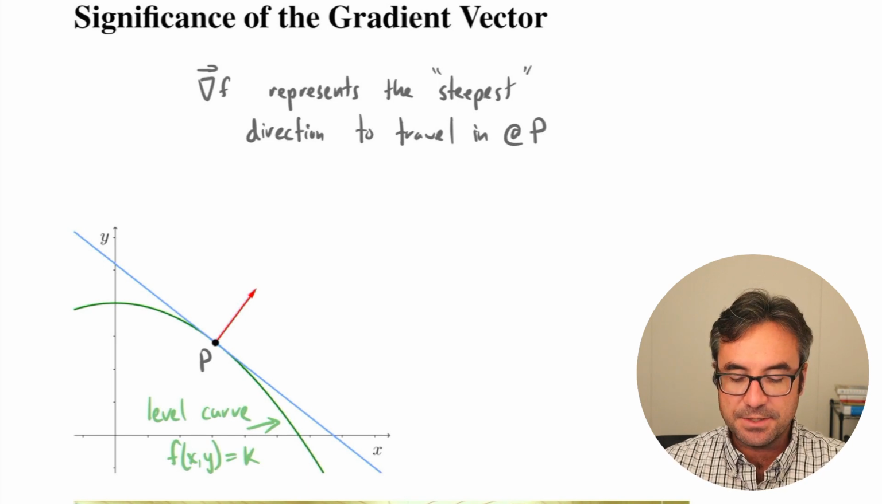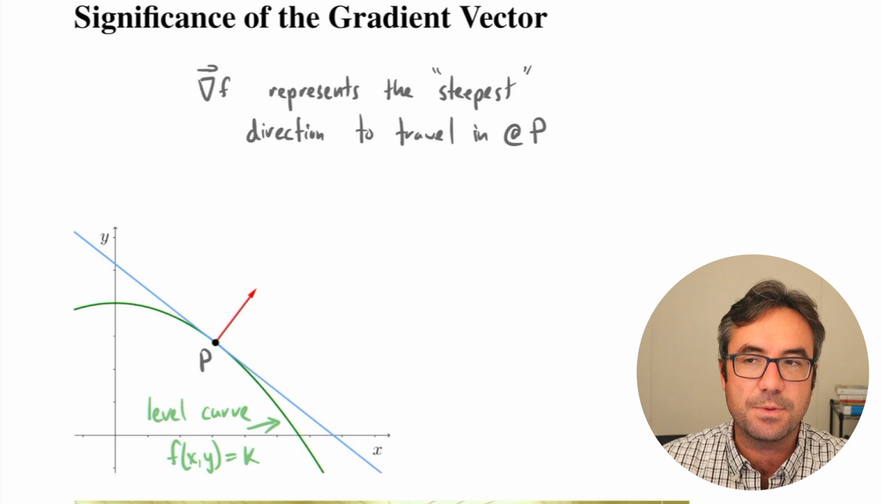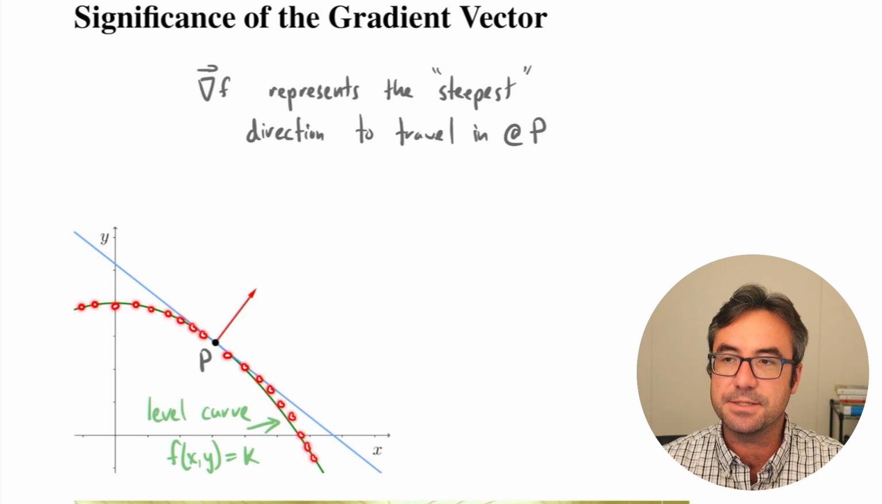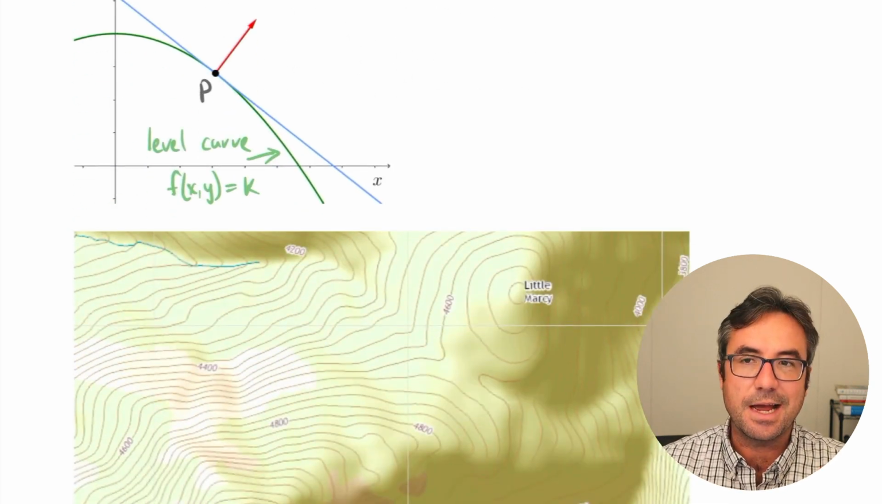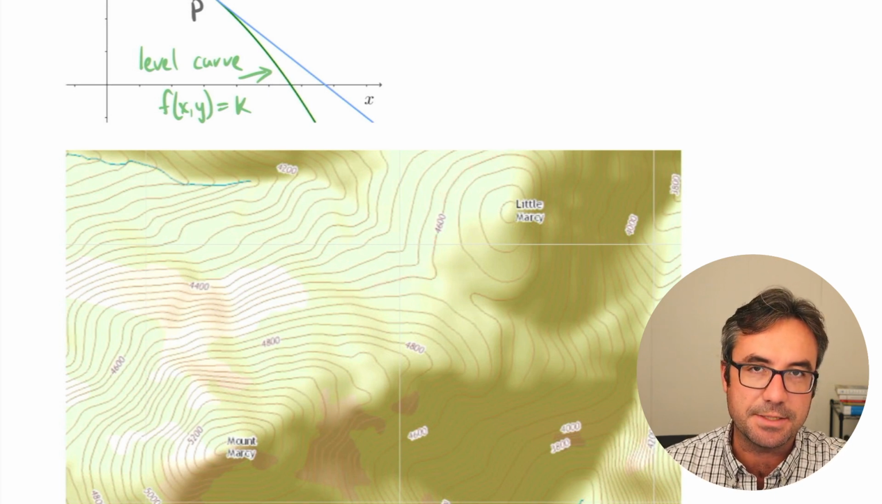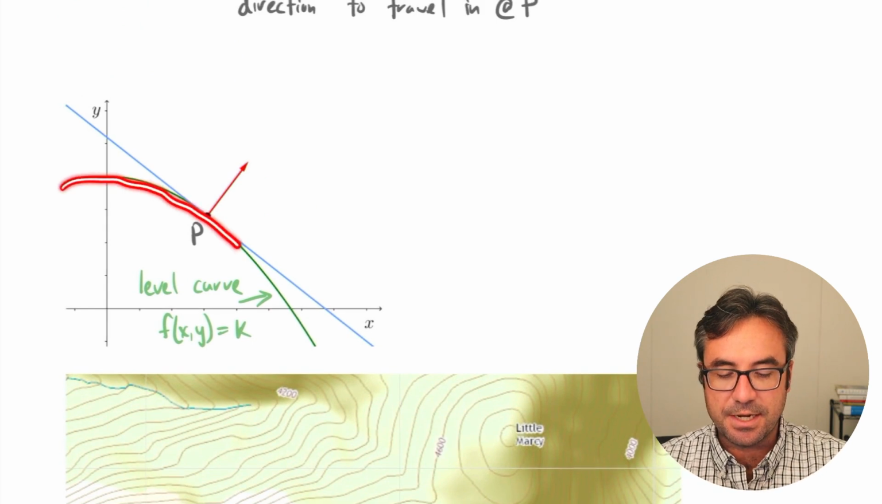What that means, if we think of this as a two-dimensional function f of x, y, is that you could think of all these points on this curve as all having the same height. Again, think of a contour map. All the contours are level curves, and all the points on these contour lines have the same height. So this is a contour line right here.